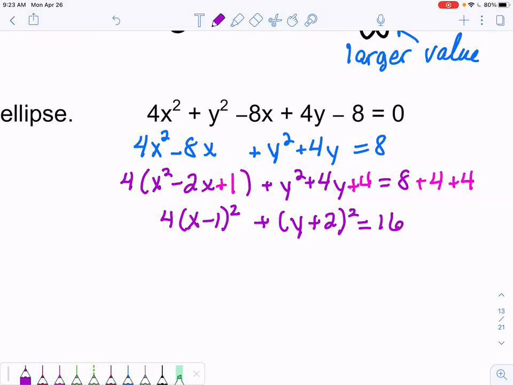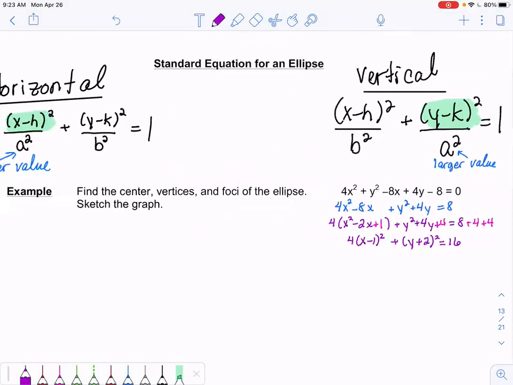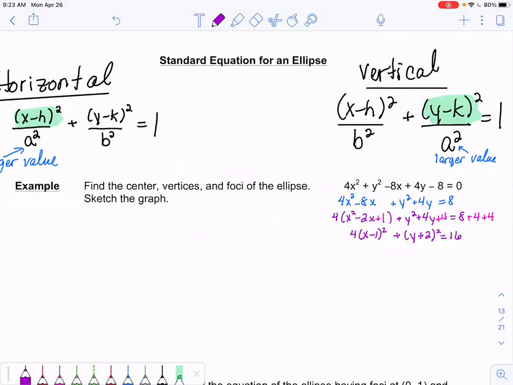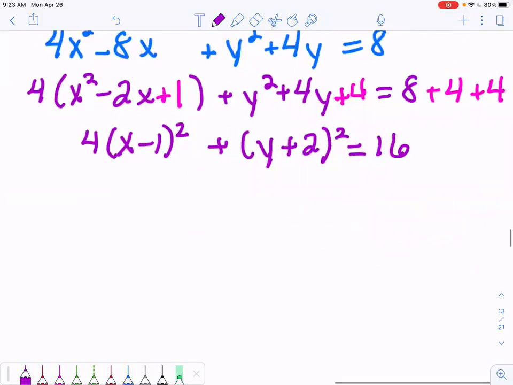The last part to get this in standard form: if you look at both equations, they're equal to 1. A circle is equal to the radius squared. An ellipse is supposed to be equal to 1. So Darby, what could you do to make this equation equal to 1? Instead of dividing the 4 out, I want this to be 1. So how would I get this right side to be 1? Yeah, we're going to divide by 16.